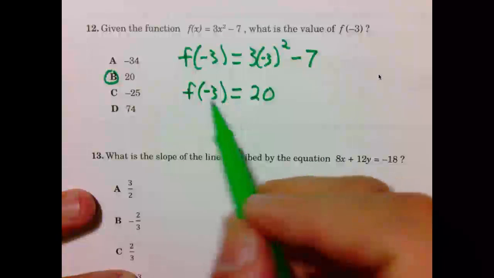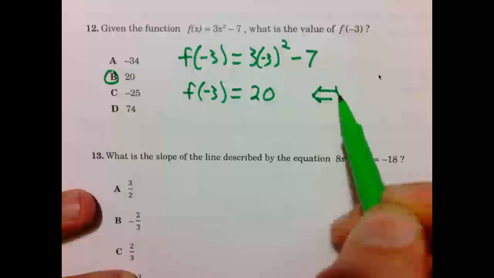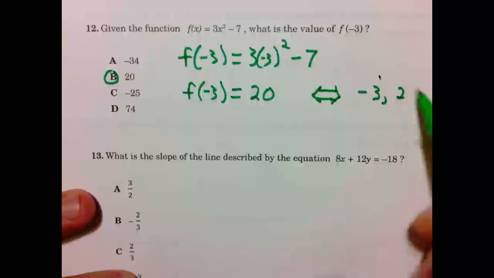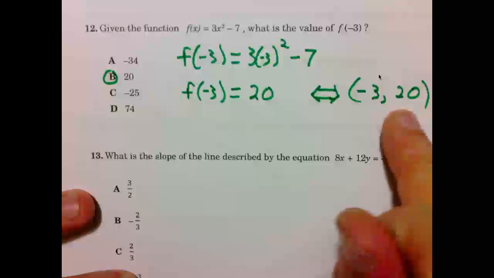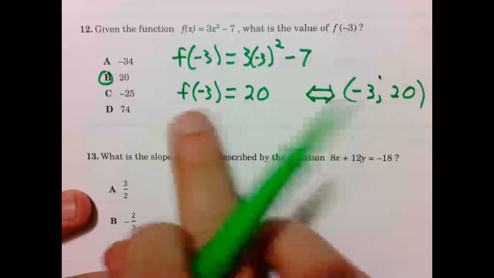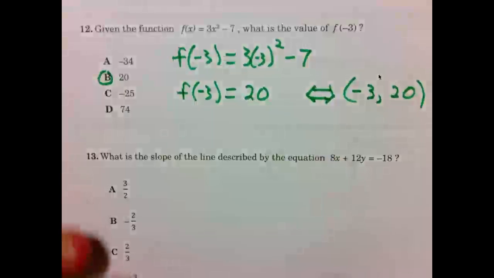This statement here, f of negative 3 is 20, is analogous to saying that when x is negative 3, y is 20. This ordered pair is an equivalent statement as saying the function maps negative 3 to 20.